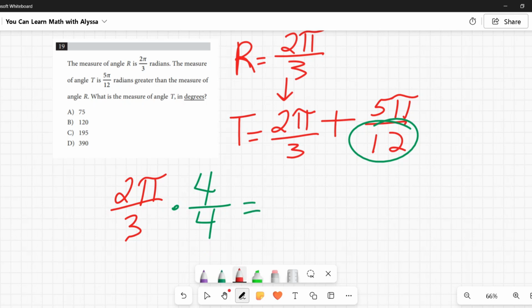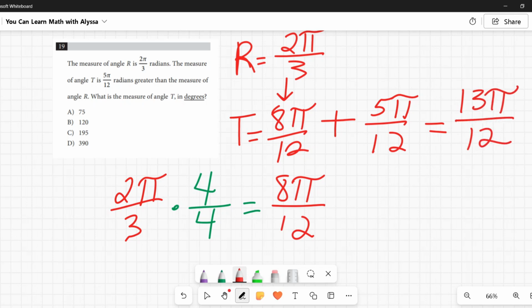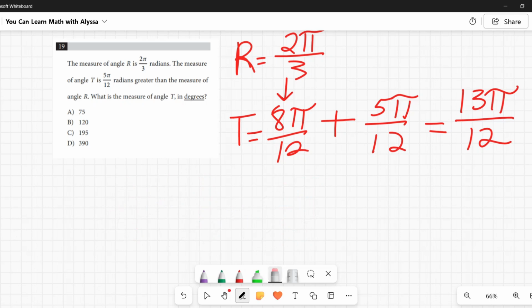So I'm going to multiply on top. 2 pi times 4 is 8 pi. The pi just stays, we just multiply the constants. On the bottom, 3 times 4 is 12. Okay, so I'm going to replace this here. Instead of 2 pi over 3, it is 8 pi over 12. And then I can add them. 8 pi plus 5 pi is 13 pi, and that is over 12. All right, so that is my measure of angle T. It is 13 pi over 12. Let me erase this, give myself a little room.